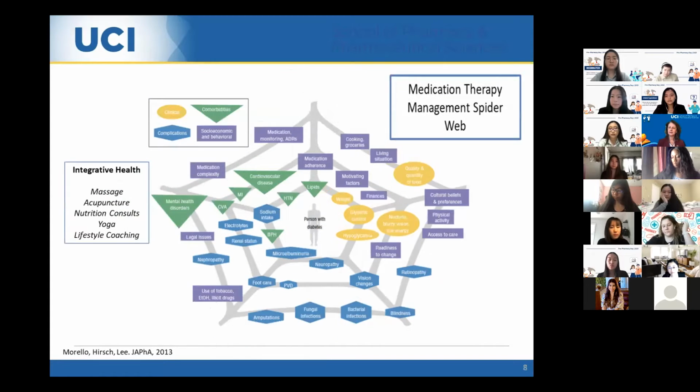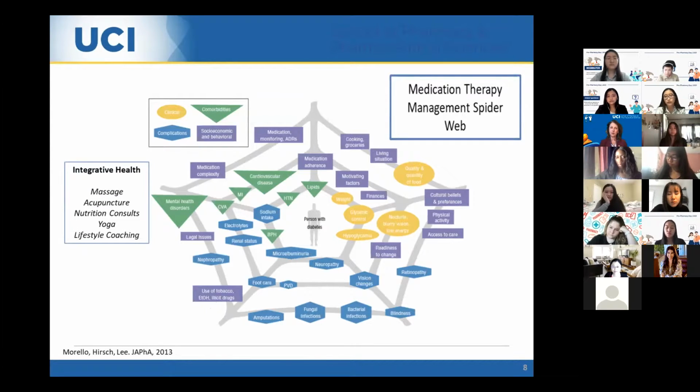Next slide, please. So that's the original spider web in the middle there. Now, if you look to the left, what I've added is a whole other component that the pharmacist needs to incorporate, integrative health. So things like massage, acupuncture, nutritional consults, yoga, lifestyle coaching, a lot of other things you can think about too. The pharmacist is beginning, and should, take into account these other things that might help the patient or that the patient might already be utilizing. So it's not just the biomedical model that I showed here in the original spider web.